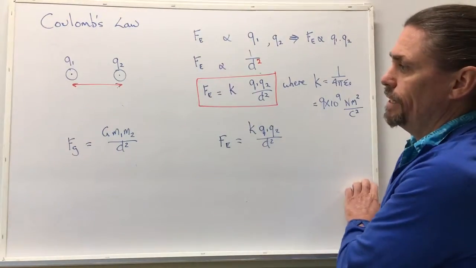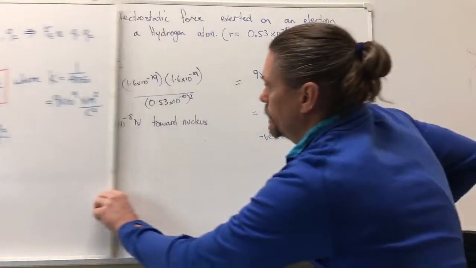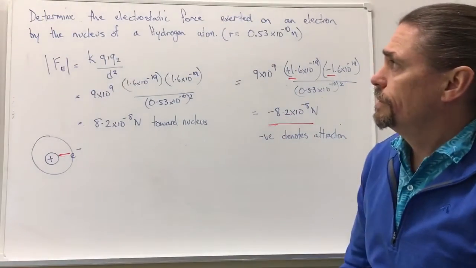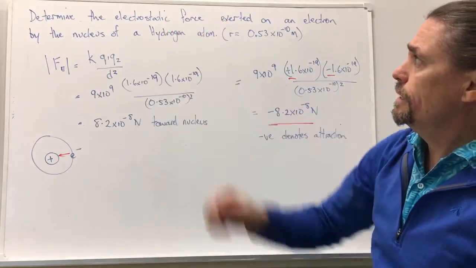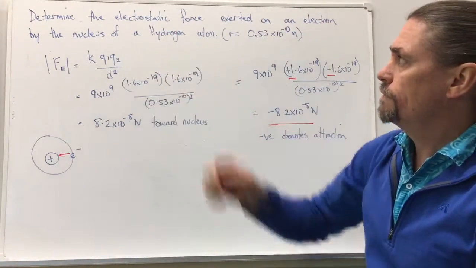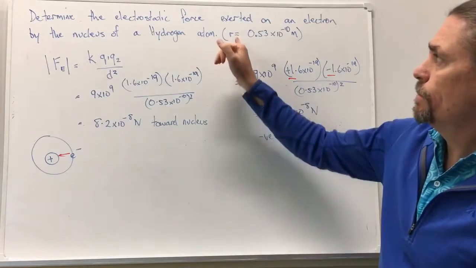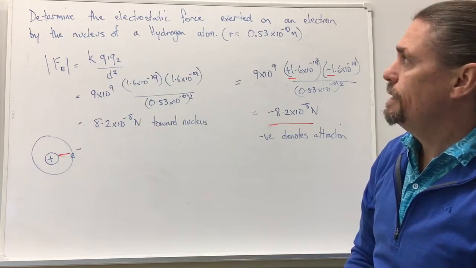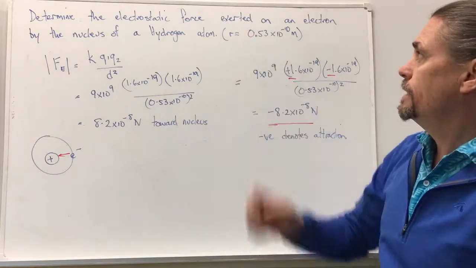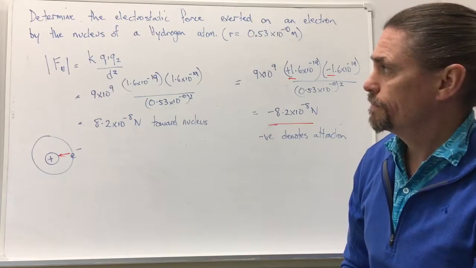So let's have a look at this one in action. And to do that, we're going to take a simple question. Let's have a look at determining the electrostatic force exerted on one electron by the nucleus of a hydrogen atom. And for this, we're going to take the average distance between the nucleus and the electron to be 0.53 by 10 to the minus 10 meters.